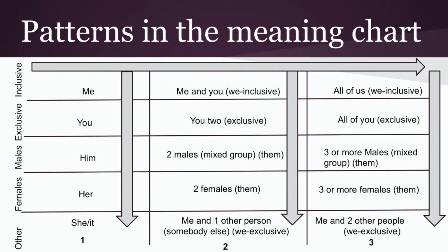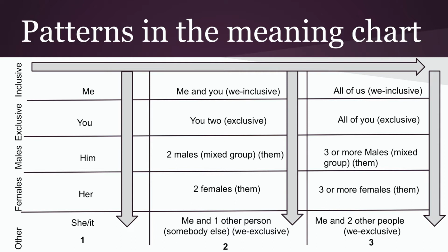So our patterns, you'll notice on this table that there is a giant arrow going across to the right at the top, and there are three arrows going down each column. Let's talk about the columns first. If you look at the far left column, the one that says one, count the subjects in every box. There's only one subject. That's the pattern. That has to do with one person.